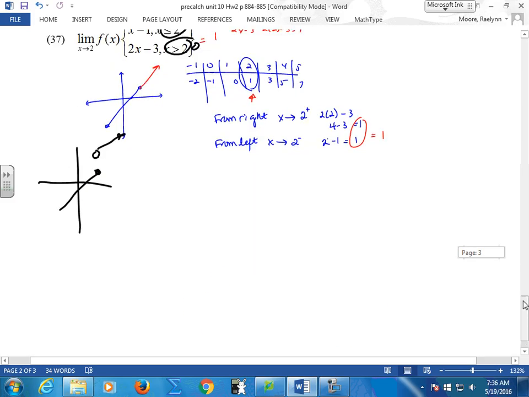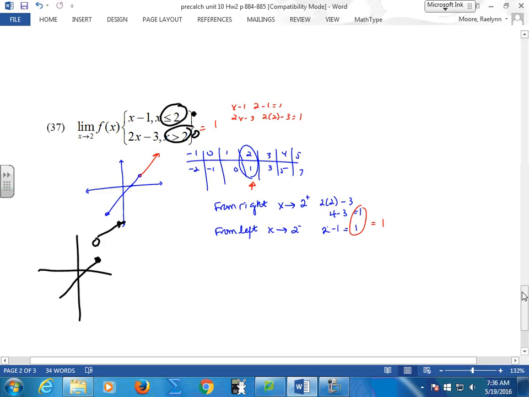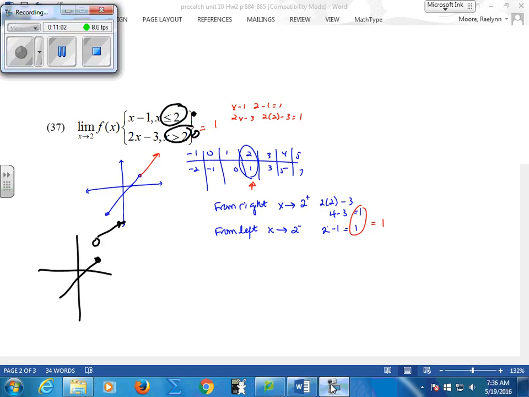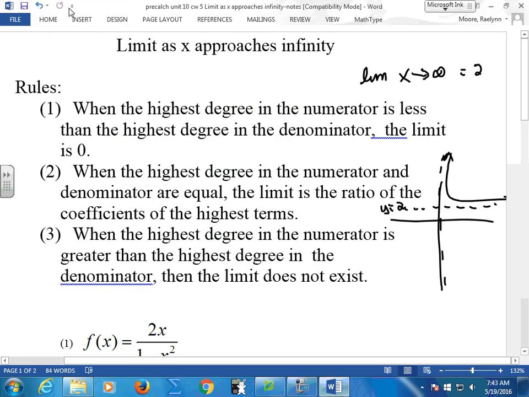And was that it? Did you have any questions on this? What was, when the degree is higher in the numerator... Okay, let me start again. The highest degree in the numerator is less than the highest degree in the denominator.